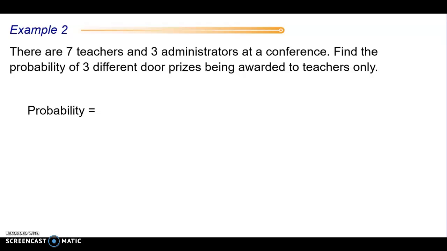Section 3.3, Example 2. There are 7 teachers and 3 administrators at a conference. Find the probability of 3 different door prizes being awarded to teachers only. 3 different door prizes. So in this question, order does matter. So this is a permutation question.